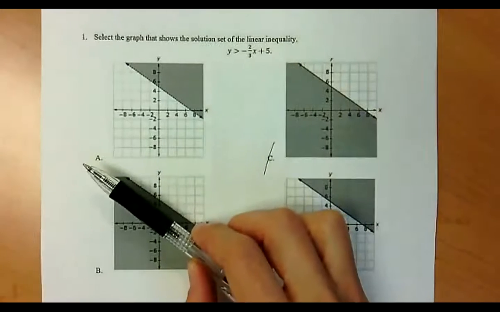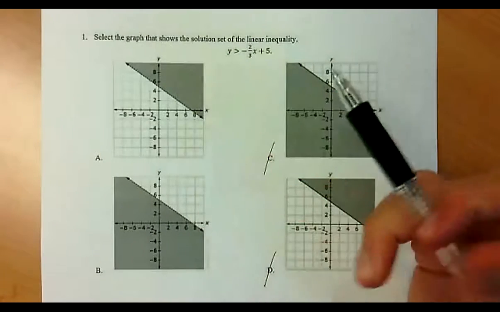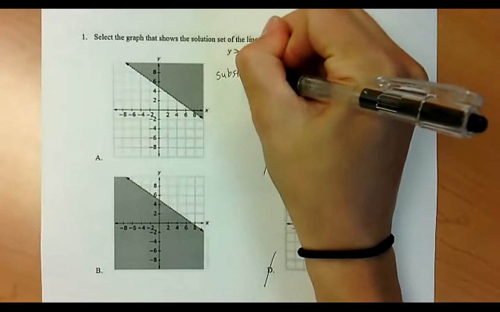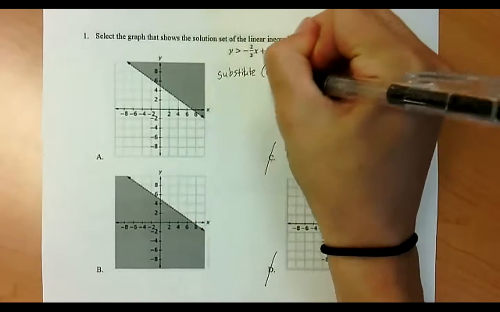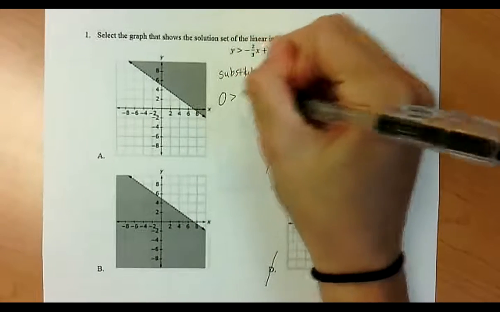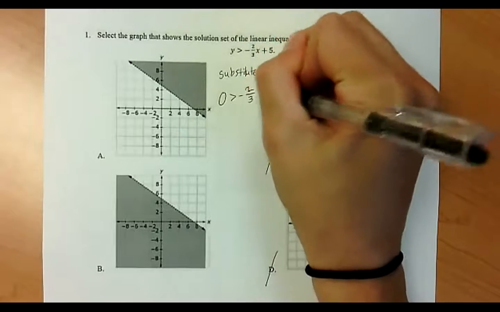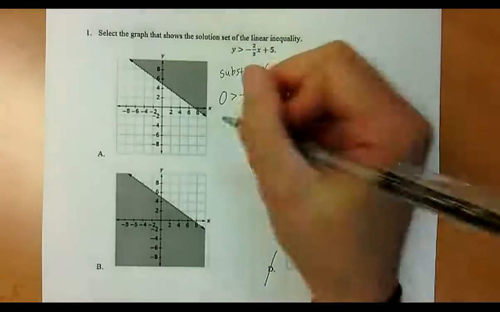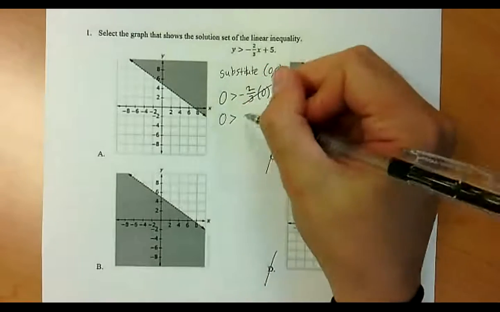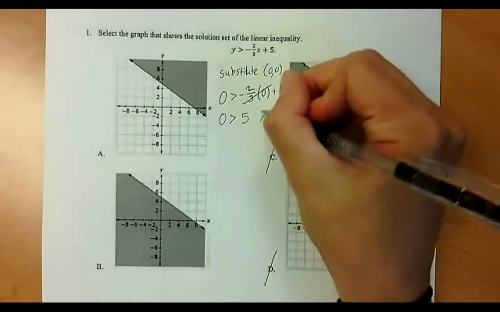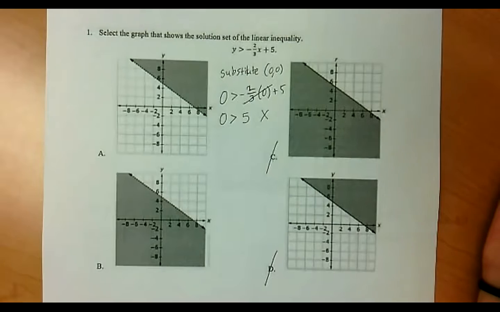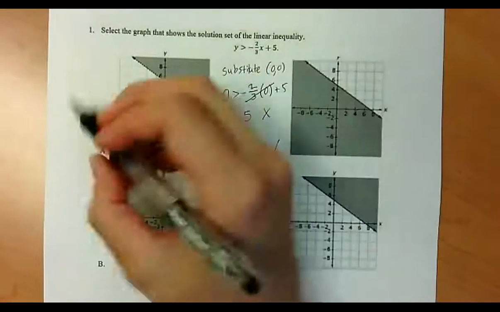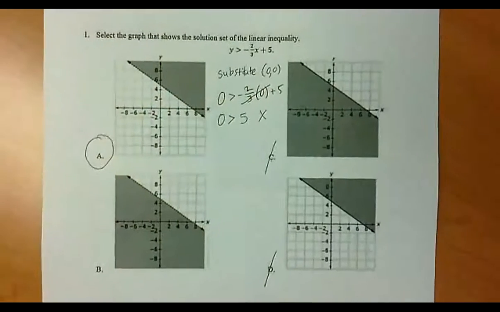And so this is just the difference of shaded region. So let's substitute our origin. Substitute 0, 0. So I have 0 is greater than -2/3 times 0 plus 5. So that goes away. Anything times 0 is 0. So is 0 greater than 5? That is not true. So the side with 0, 0 should not be the shaded side. A is our answer.